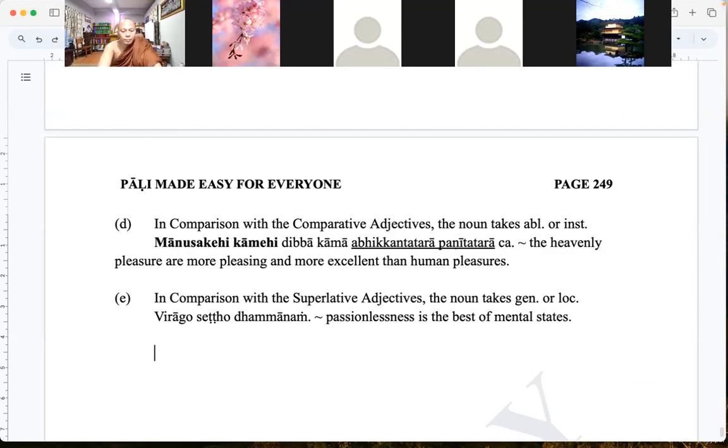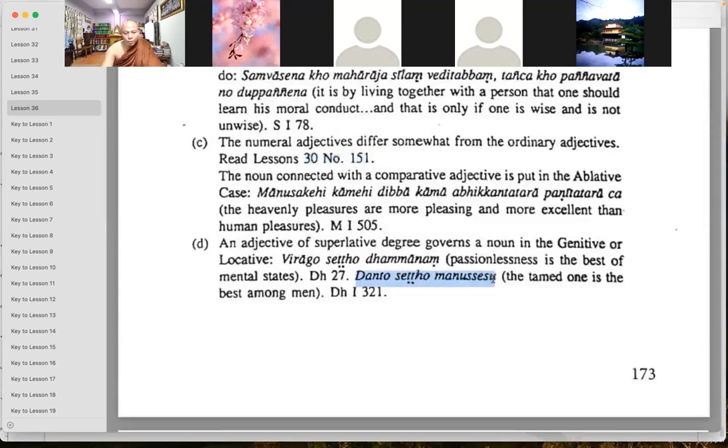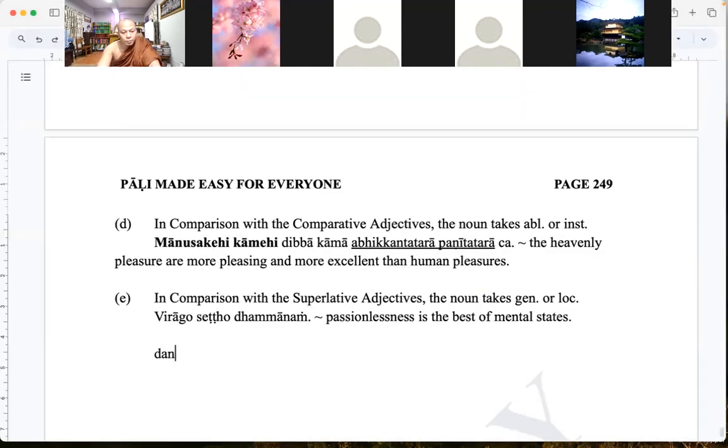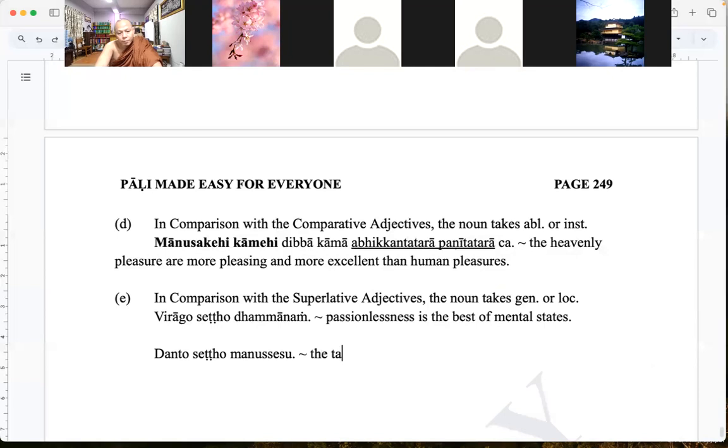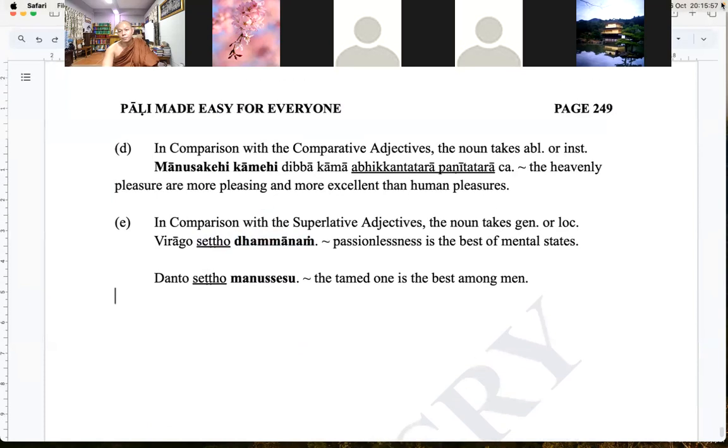And then another example is with the locative case. Danto seto manussesu, the tame one is the best among men. Here seto is a superlative adjective, with manussesu in the locative case. And seto is a superlative adjective with dhammana in the genitive case in this way. Okay, any question?